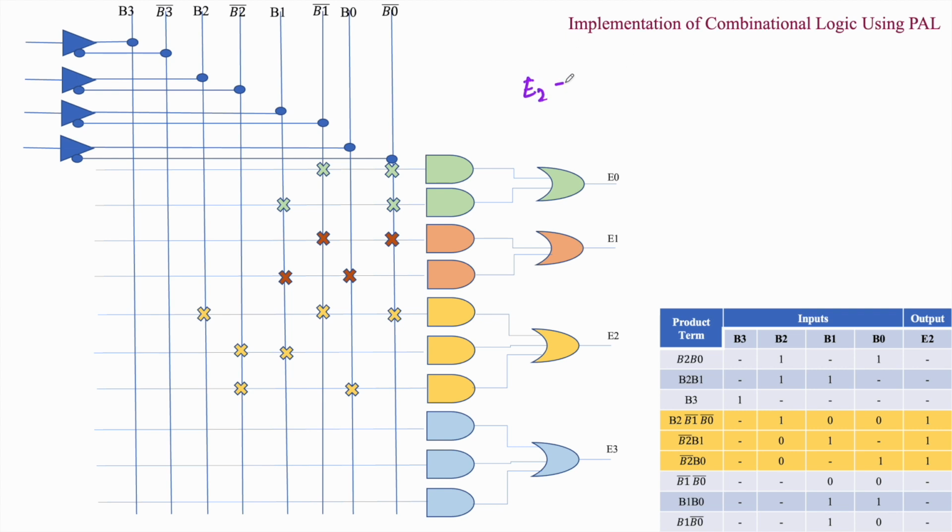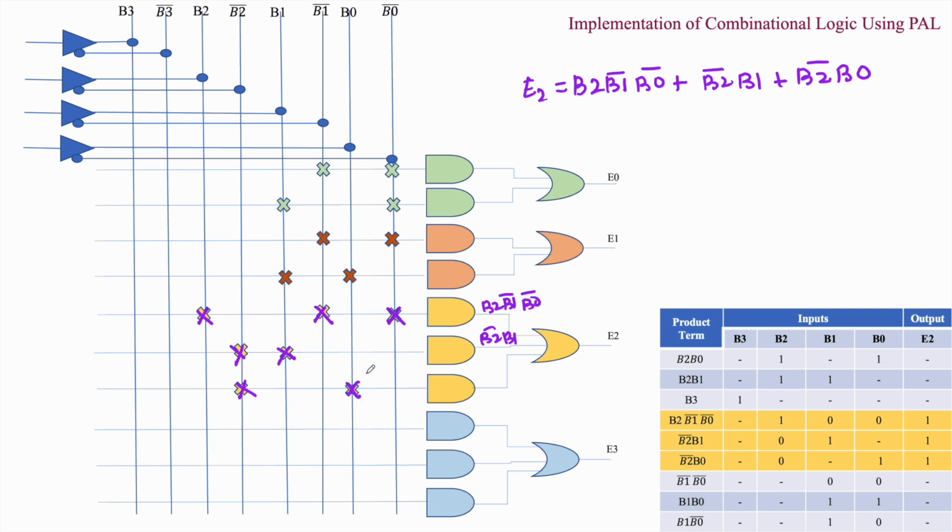We know that the expression for E2 is B2 B1 bar B0 bar plus B2 bar B1 plus B2 bar B0. Therefore, we need 3 product terms, and therefore 3 AND gates. For the first AND gate, we create a link between B2, B1 bar and B0 bar, which gives the first product term B2 B1 bar B0 bar. Here is the second product term, B2 bar B1. And the third product term is B2 bar B0. When all these 3 product terms are fed together to an OR gate, we get the expression for E2.